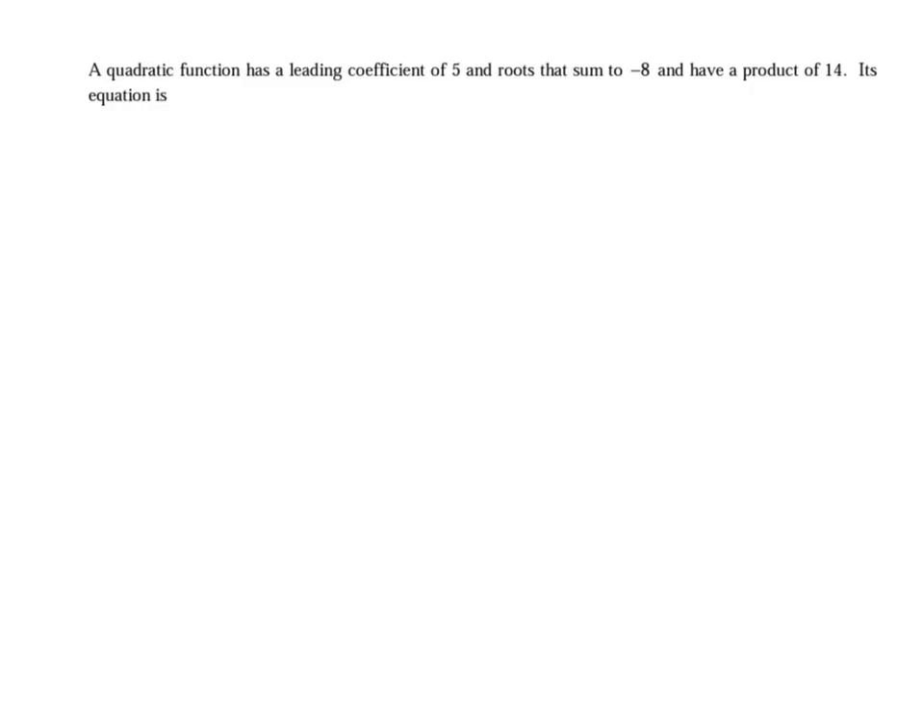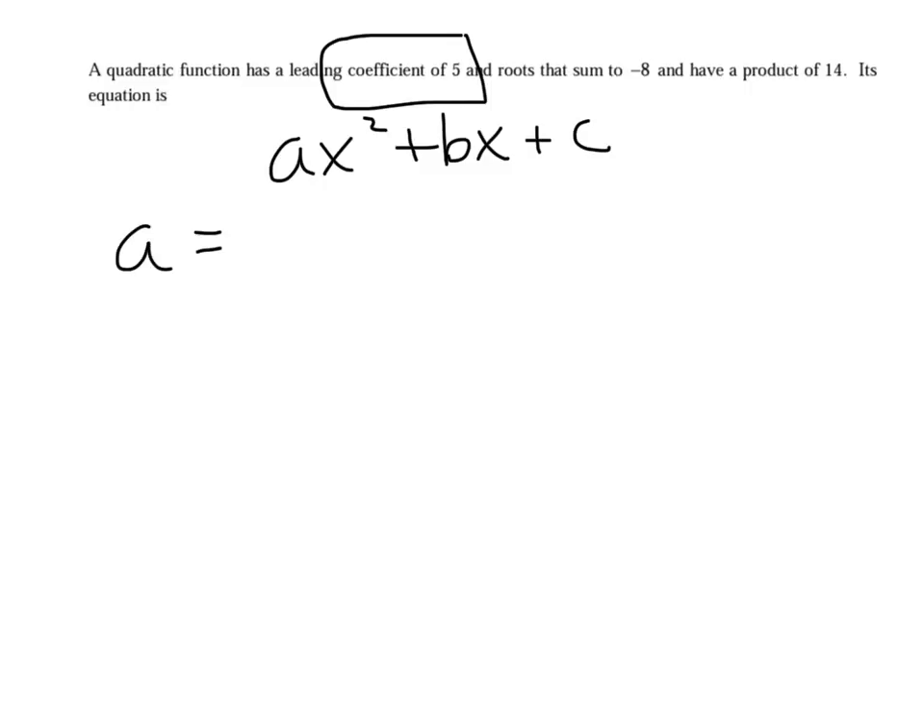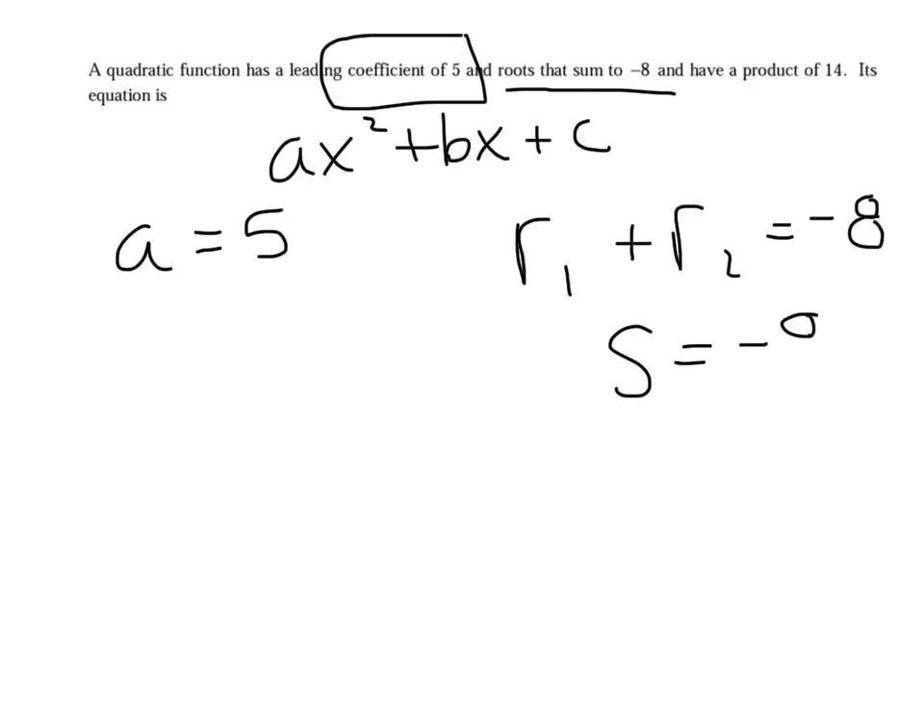All right, we'll keep chugging here. Let's see, this time a quadratic function has a leading coefficient of 5. So let's just stop there. The leading coefficient is the A in the ax squared plus bx plus c. So right there, they're telling me A equals 5. And the sum is equal to negative 8. So root 1 plus root 2 is equal to negative 8. Or I can just say the sum equals negative 8. And the product is 14. So root 1 times root 2 is equal to 14.